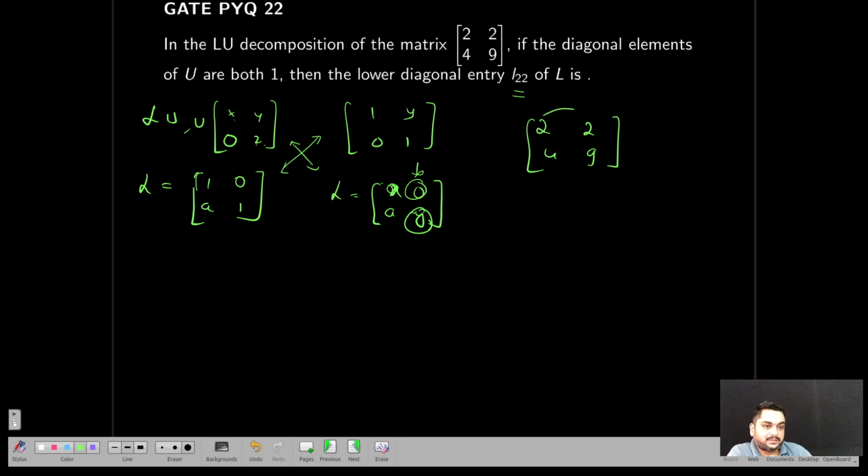So to make this element 0, you subtract column 2 minus column 1. This will be column echelon form, applying column echelon form, but I am not converting to column echelon form. So this becomes 0, this becomes 5. This is my lower triangular matrix. So this element is 5. 5 is the answer.